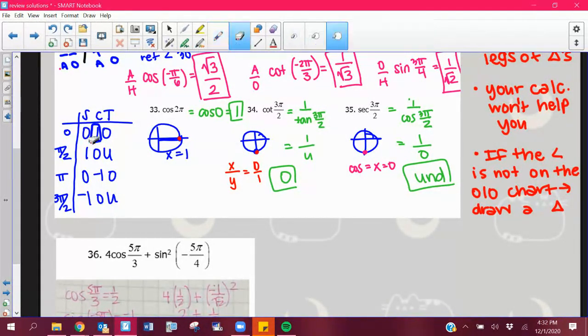When you're looking at this OIO chart and you want to figure out the reciprocal values, so for cotangent, secant, or cosecant, you can either do 1 over the value that you're looking for. So in this case, you do 1 over cosine of 3 pi over 2. It's 1 over 0. That gives you an undefined. Or just remember, for the reciprocal values, O's turn to U's, U's turn to O's, and 1's stay 1's. Okay. Again, you can always do this piece if it's easier for you.